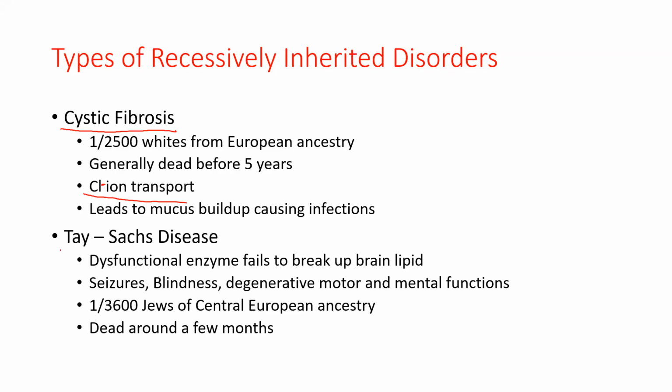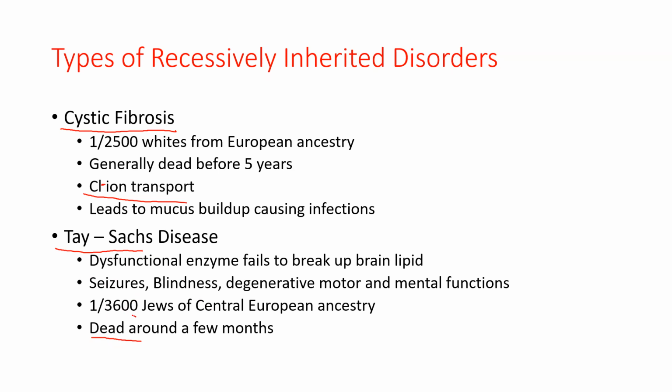Another example of a recessive disorder is Tay-Sachs disease. And this causes a dysfunction of an enzyme that, as it says, fails to break up brain lipids. Basically, you get fatty brain disease. And that causes the neurons to start degenerating. It also causes seizures, blindness, mental problems, of course, because it's affecting the neurons in the brain, and eventually it leads to death, right? So once the symptoms start to show up, usually you're dead in less than a year.